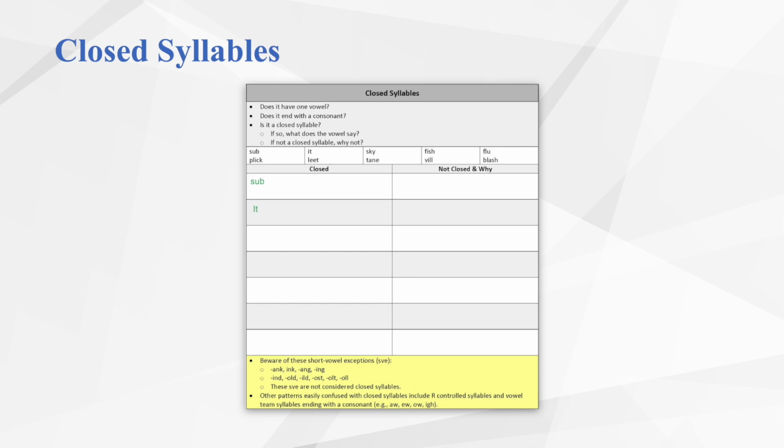Our next word is S-K-Y. How many vowels do you see? One. How does it end? It ends with a vowel. So is it closed? No, it's not. Why not? Because it ends with a vowel. So we put S-K-Y, ends with a vowel, in the not closed column.